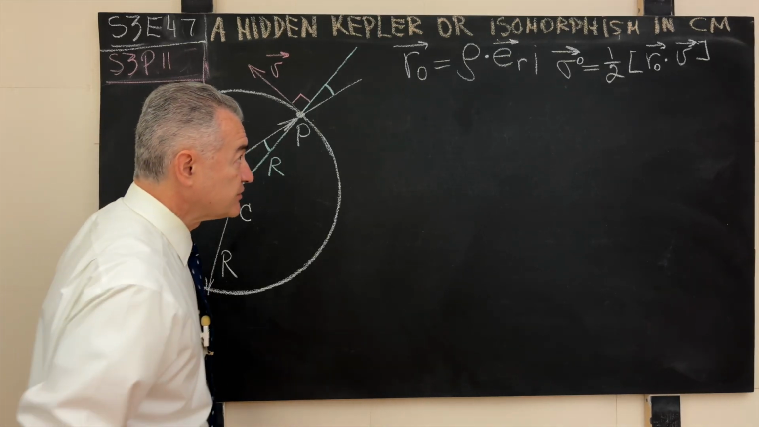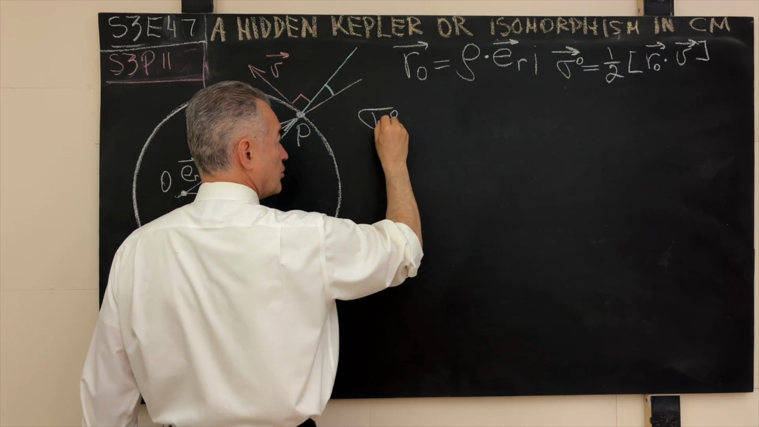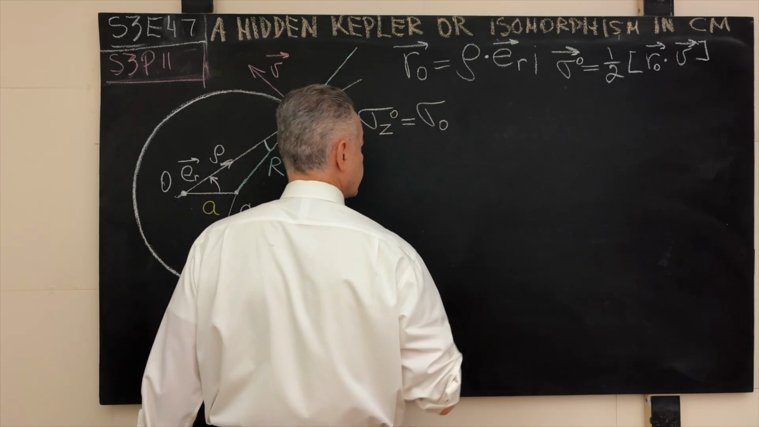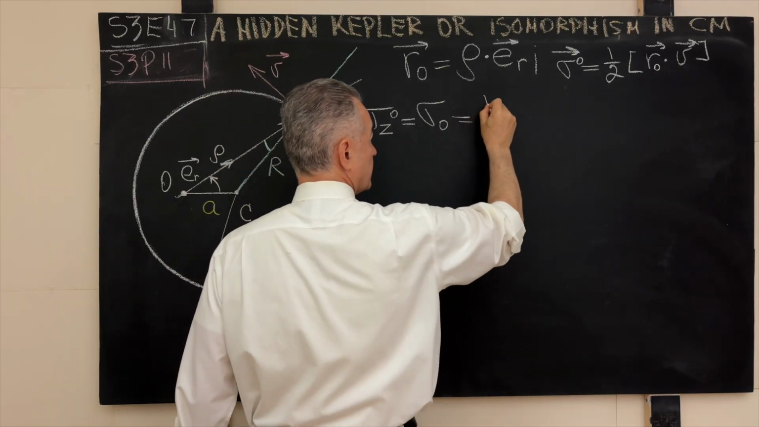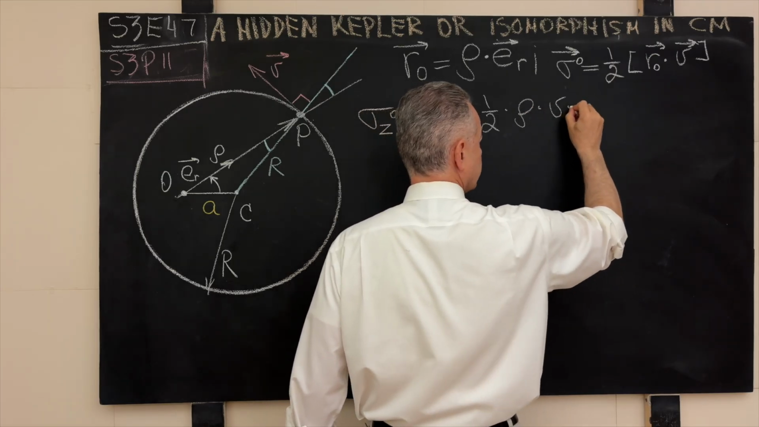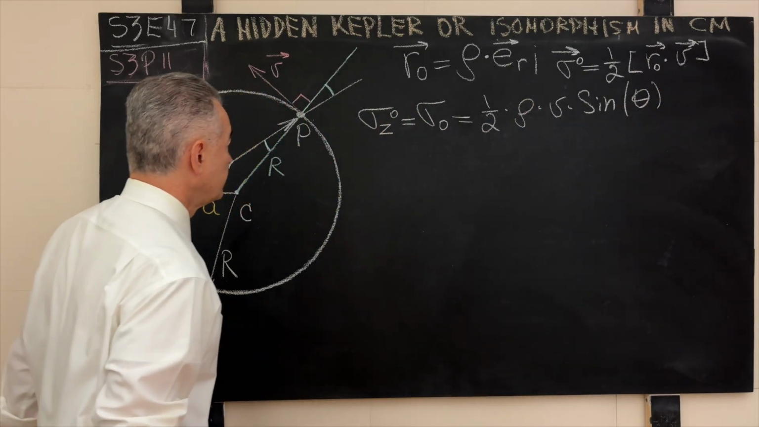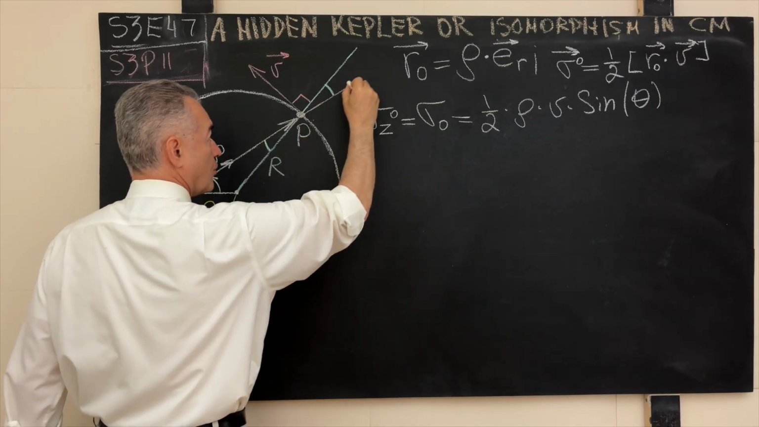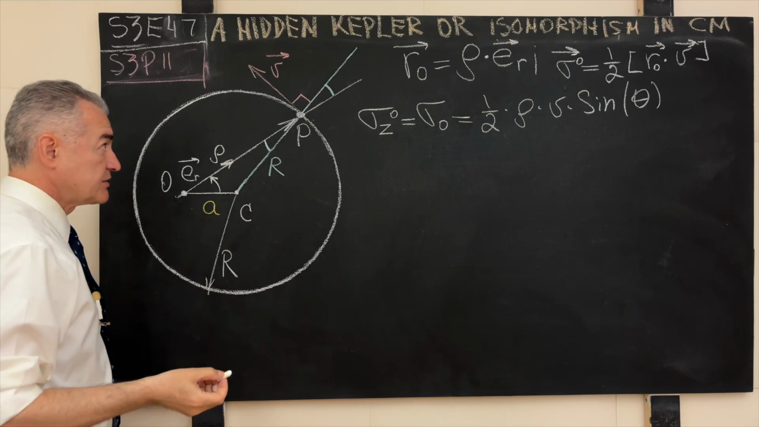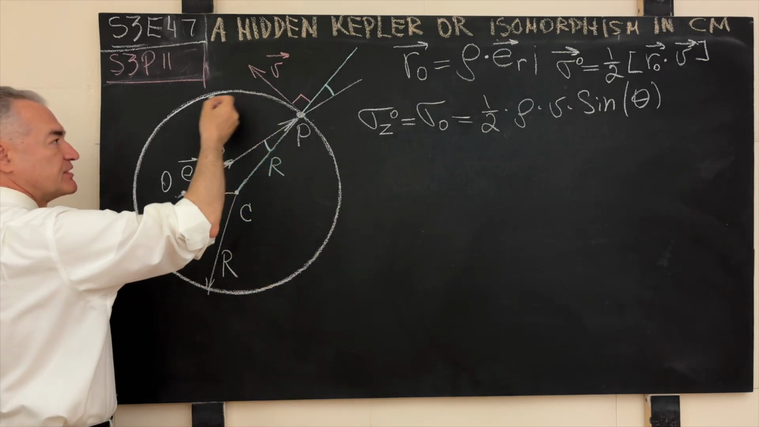Then the projection of this vector onto the z-axis with respect to the point O, sigma z, we're told is a constant quantity, sigma 0. We know what it is. And it will be 1/2 times rho times v times the sine of the angle between them. And what is the angle between them? Well, extend the line OP, construct the velocity vector. What is the velocity vector? The velocity vector is always tangent to the trajectory. What is the trajectory? The trajectory of the point is a circle.